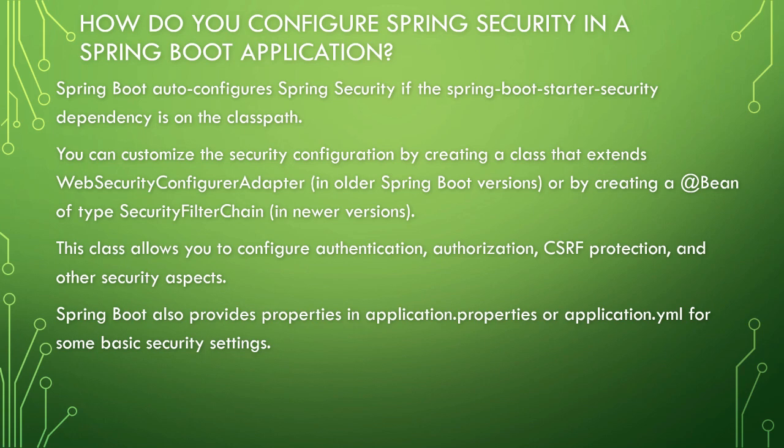After Spring Boot 3, the latest versions right now, we can use a SecurityFilterChain bean, which is the newest way to define security. This will allow you to configure authentication details, authorization details, CSRF protection, and other security aspects required when you are dealing with the security of your application. Spring Boot also provides properties which can be defined in your application.properties or application.yml, which have some basic security settings.